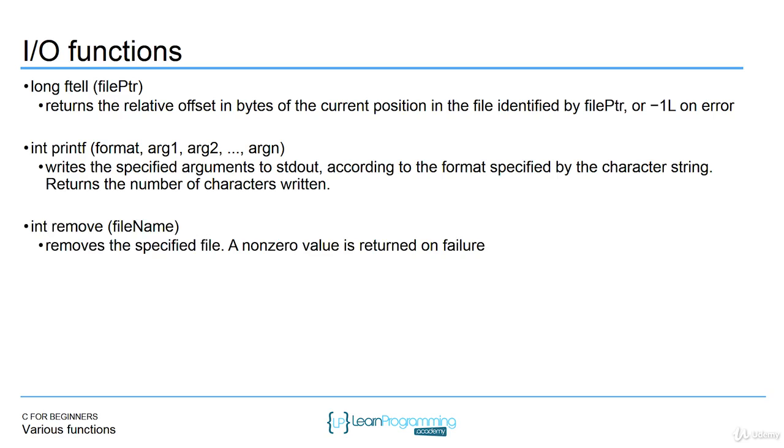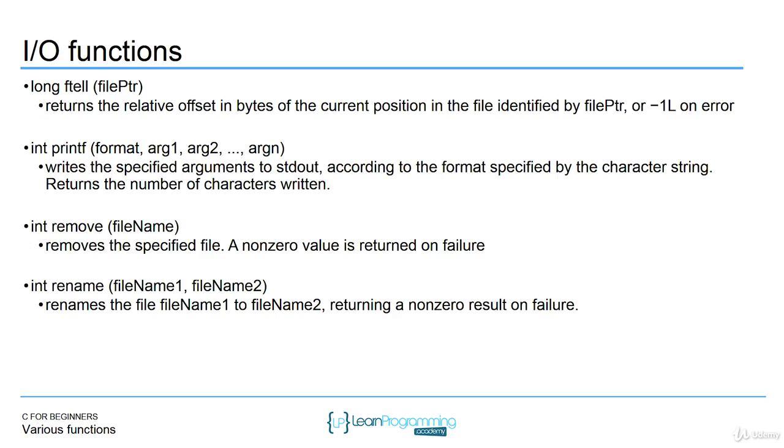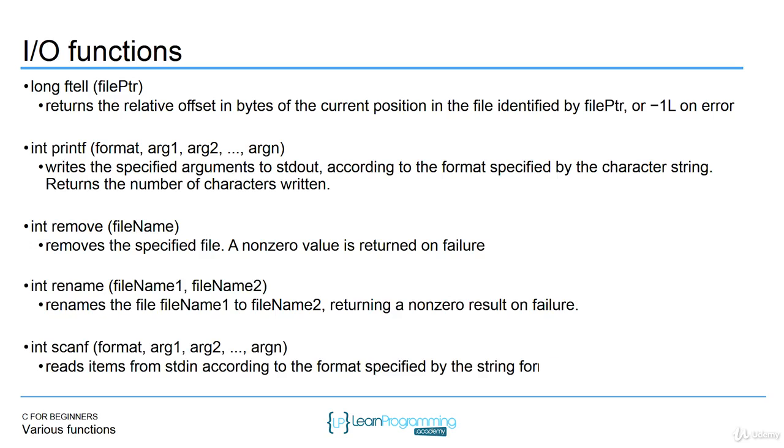remove is a function where you can delete a file. It takes a file name. The file pointer has to be closed. You can't have it open. rename will rename one file to the other file. Also has to be closed. The file cannot be open.